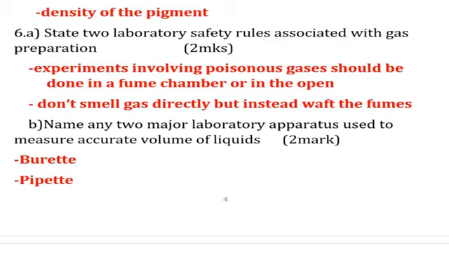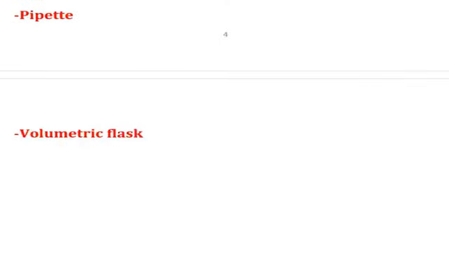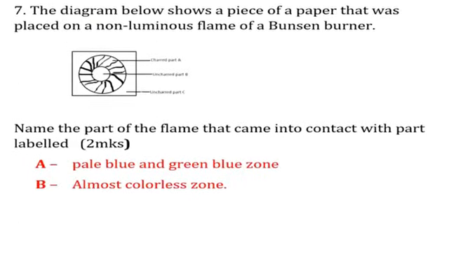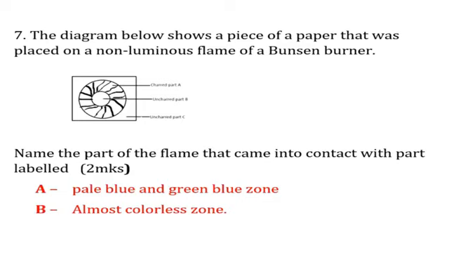What is used to measure accurate volume of liquid? That one is burette, pipette, and volumetric flask. Next, number 7, the diagram below shows a piece of paper that was placed on a non-luminous flame of a Bunsen burner. So you can see part A, part B, part C.